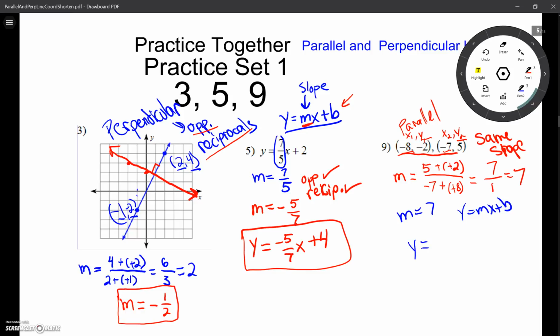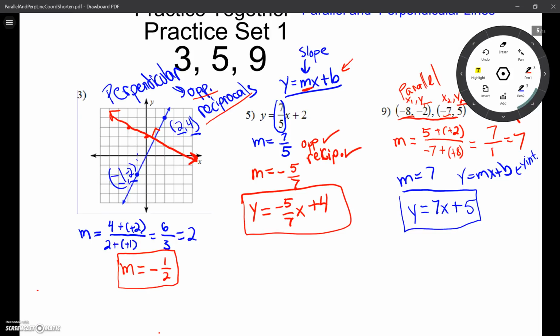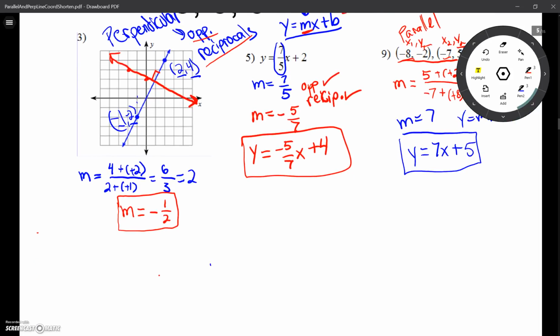So y is equal to 7x plus b, and remember, b is the y-intercept. We don't really know or care what that is at this point, so it doesn't matter. You could leave it blank. You could write a 5 if you wanted to. You could write any number you want. But this could be an equation of a line that's parallel to that given line. And that's all.